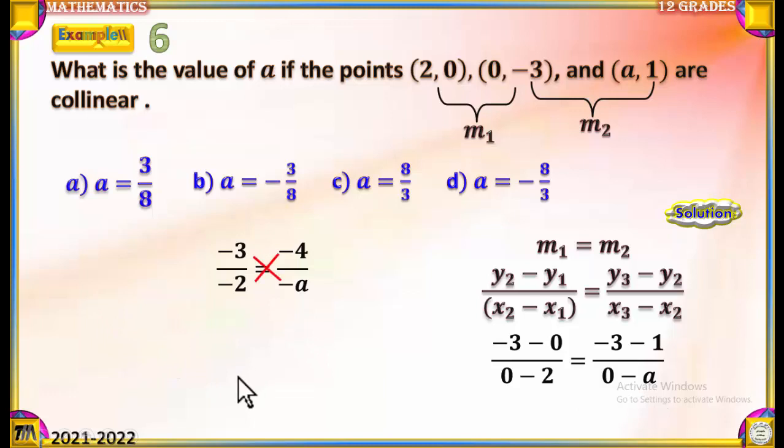Cross multiplying: minus 3 times A is minus 3A, minus 2 times 4 is minus 8. Dividing by 3, then A is equal to 8 over 3. That means C is the correct answer.